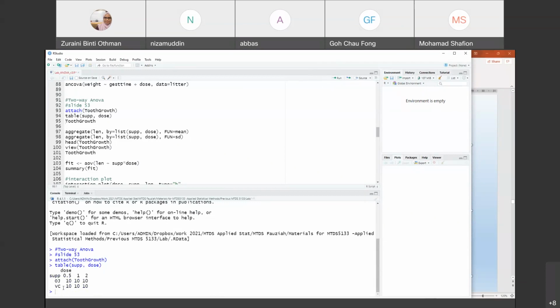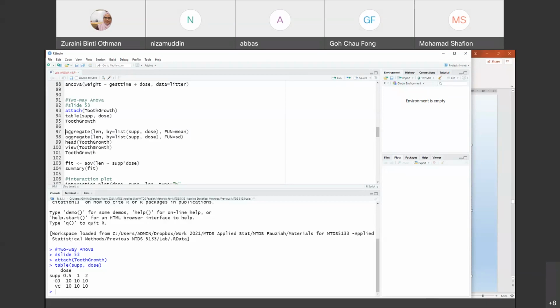Okay, can you see my R now? Now we can see the groups assigned to the different dose levels and different supplement types. So this is the 2 factorial design that we are going to study.